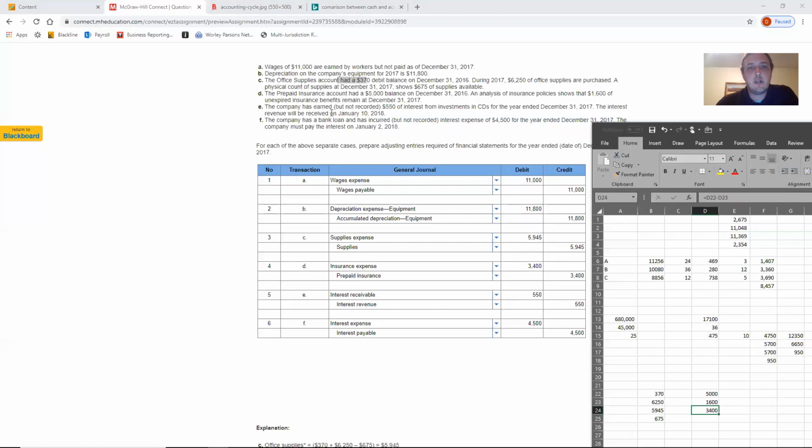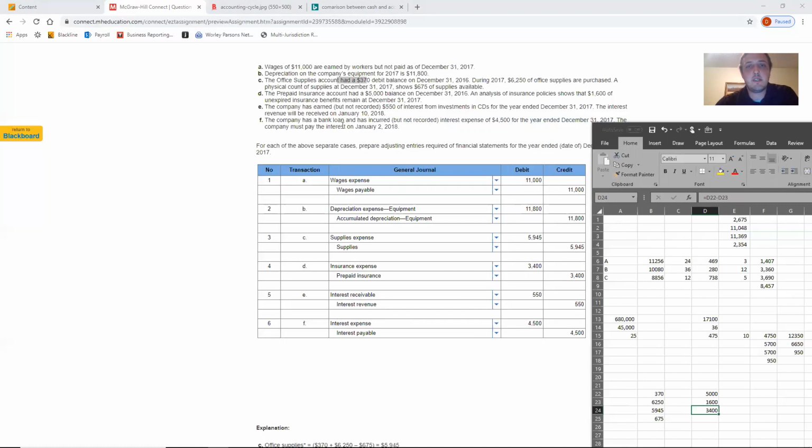And then we earned 550 of interest. So interest receivable is an asset that's going to go up. We debit it. Interest revenue is the revenue account. We're going to increase it, credit. Because it says we're not going to receive that interest until January 10th.